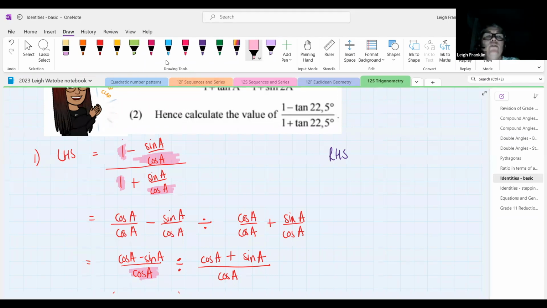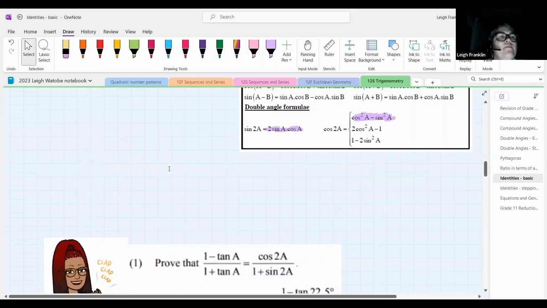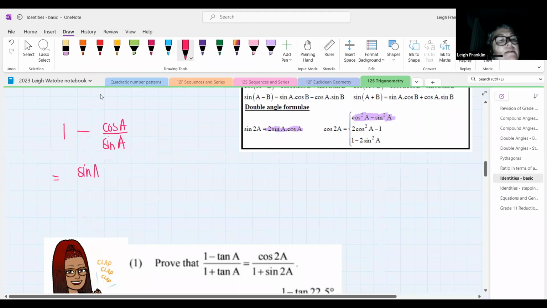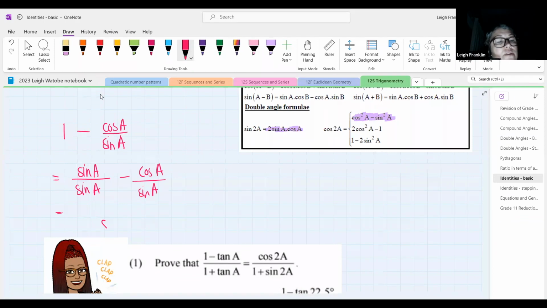Okay, so in other words, it's a rather unusual thing to have, but let's say you had 1 minus cos A over sine A for whatever reason, and you needed to simplify that. Then here it would make sense to write this as sine A over sine A minus cos A over sine A. So that when you subtract your fractions, you've got a lowest common denominator, and then in the numerator you could write sine A minus cos A like that.